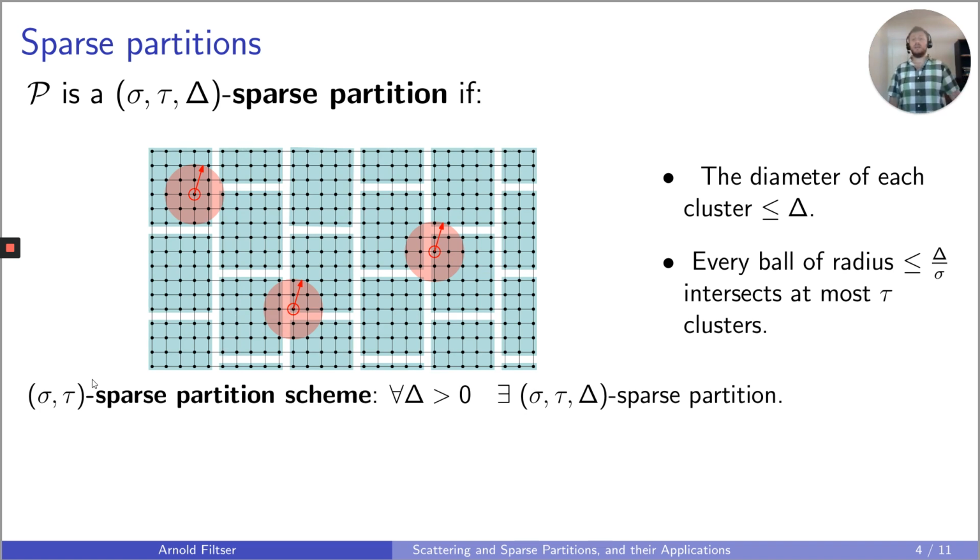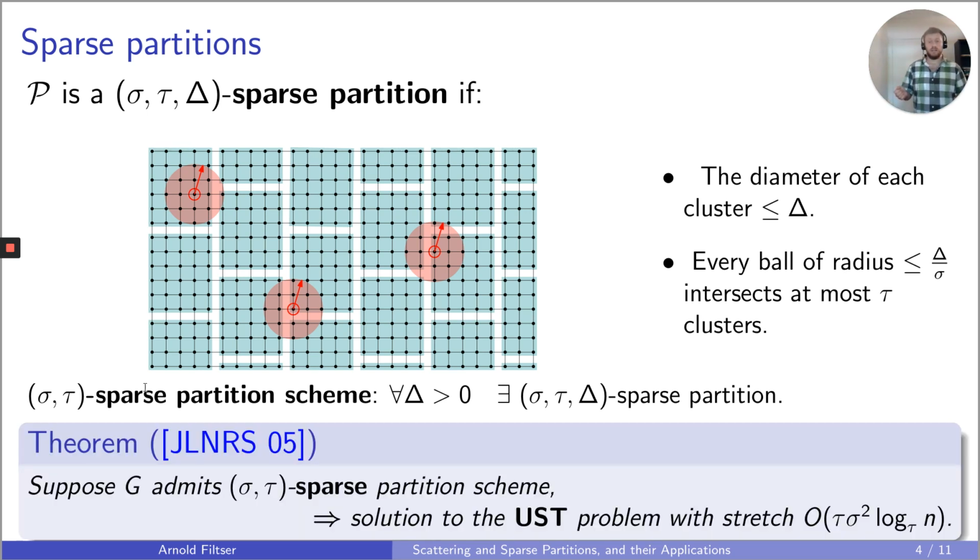Okay, we say that a graph admits a sigma-tau sparse partition scheme if you can construct a sigma-tau-delta sparse partition for every diameter parameter delta. And the theorem by Jia et al. was that if your graph admits a sigma-tau sparse partition scheme, then you can construct a solution to the universal Steiner tree problem with stretch which is polynomial in tau, sigma, and log n.